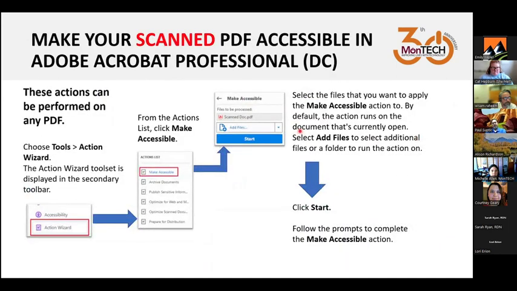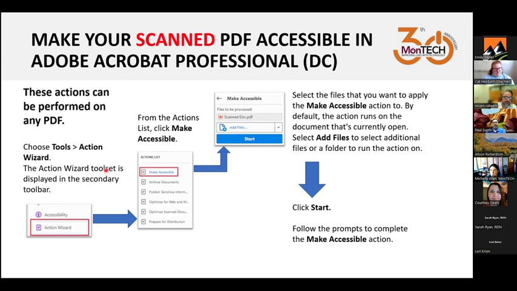I don't know if I mentioned this or not, but to create an accessible PDF, you need to have Adobe Acrobat Professional or DC. Adobe Reader cannot do that. Adobe Reader just reads your PDF. So you need Adobe Acrobat Professional to do the steps that we are going to talk about.